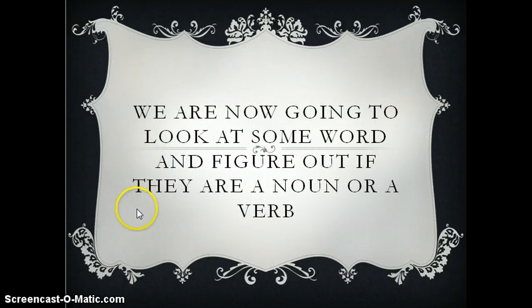Now we are going to look at some words and figure out if they are nouns or verbs. Can anybody tell me what a noun is? I would call on a student and they would say that a noun is a person, place, or thing. Can anybody tell me what a verb is? I would call on a student and they would say that a verb is an action word.